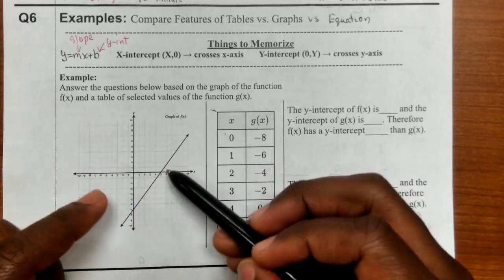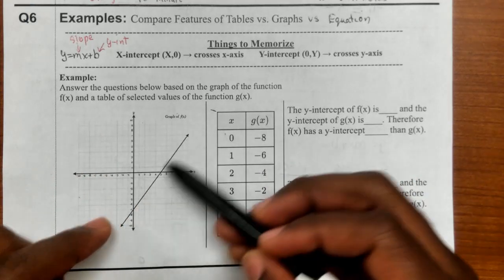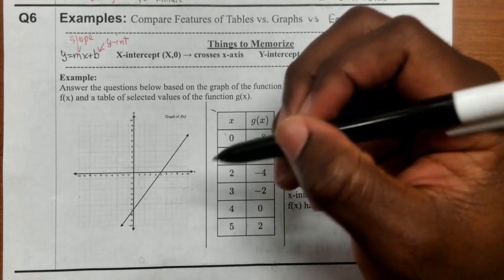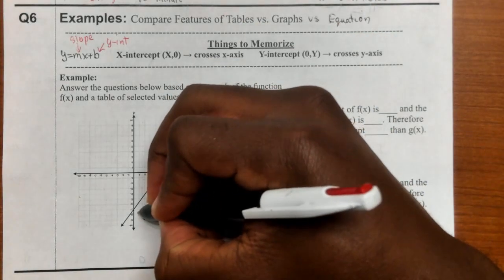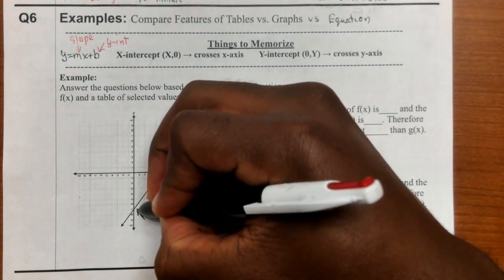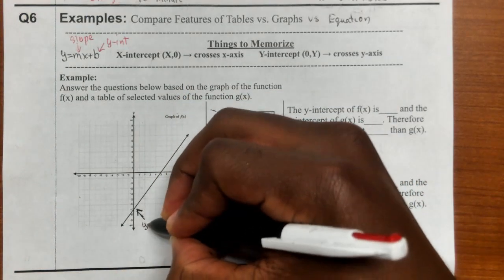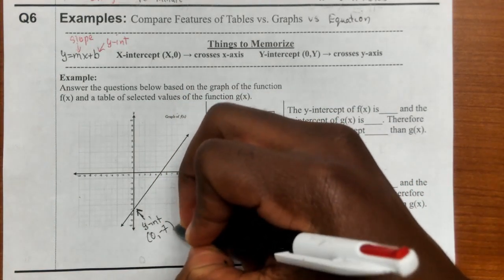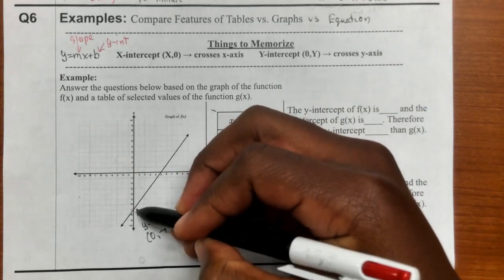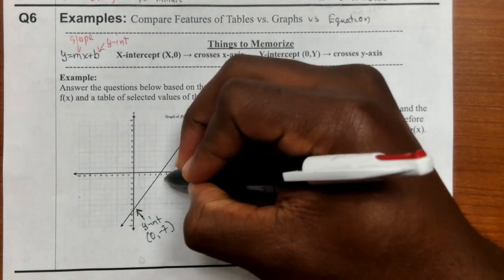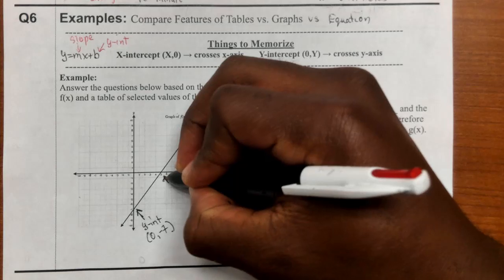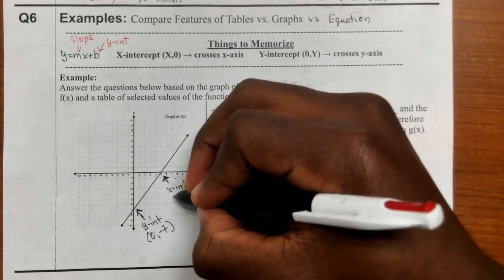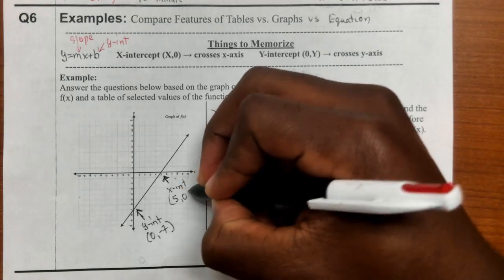When we see this line, we can identify a few things. We can identify the y-intercept. The y-intercept is where it intercepts the y-axis, at (0, -7), so 0 for the x and -7 for the y. It also intercepts the x-axis, so that's an x-intercept, and the coordinate for that would be (5, 0).